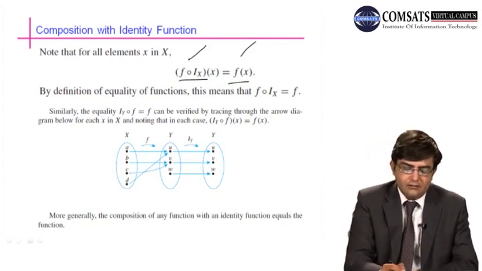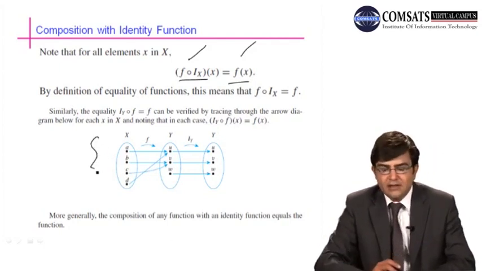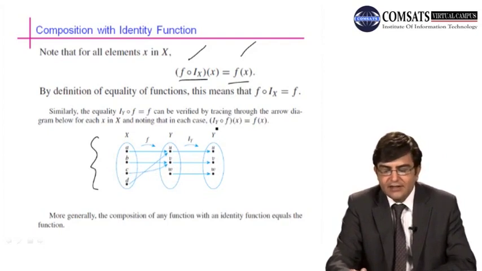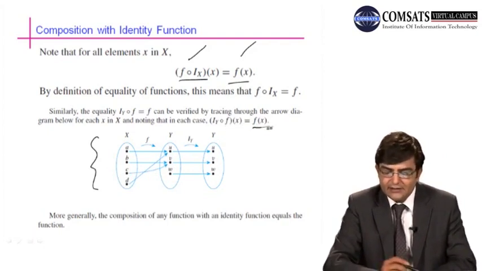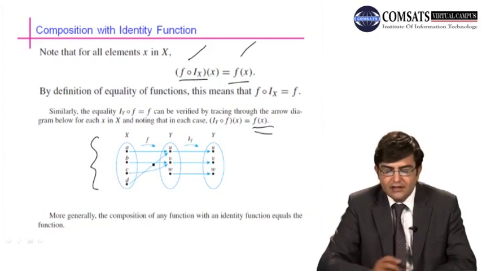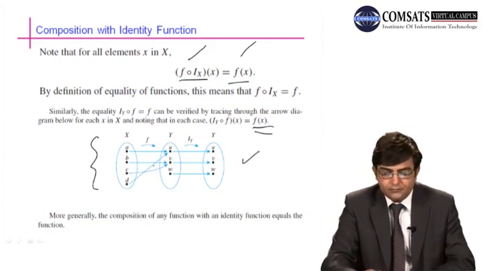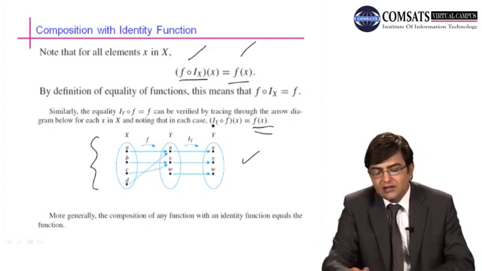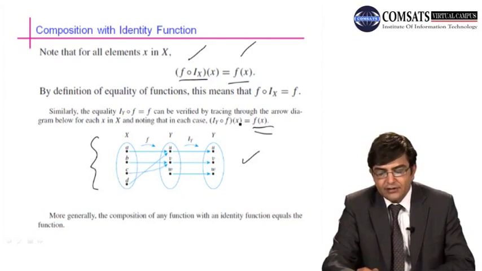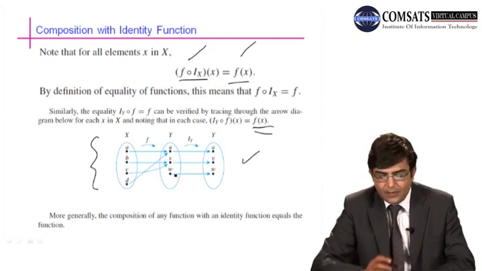Similarly, we can verify here that I y circle f of x is equal to f of x. You can now understand that the identity function here operates on f of x, therefore we define it on the set Y, from Y to Y. The image of u is u, the image of v is v, w is w.